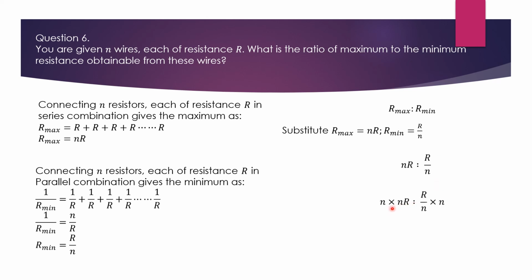Now, if I multiply both sides with n to get rid of this n in the denominator, I multiply this n here and I multiply this n here. I cut these two n's with each other. So I get n square R ratio R. Again, I can reduce these R's by dividing both sides with R. I get n square ratio 1. So my ratio of maximum to minimum resistance obtainable from these wires is n square ratio 1.